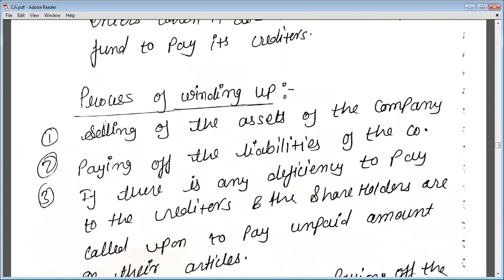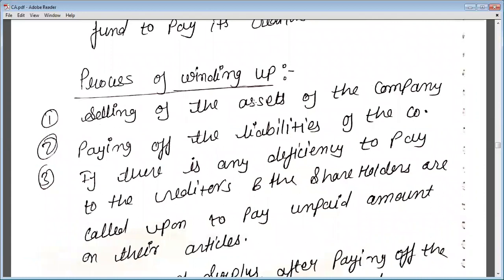See, what is the process of liquidation? First, selling of assets of the company. First, the company has to sell all the assets of the company. Then after selling these assets, the amount received from the selling of all the assets will be used for paying the liabilities of the company. After the selling of the assets, the company will use all the amount received to pay the liabilities. First step, the company will sell all the assets, then will pay off the liabilities from that amount.